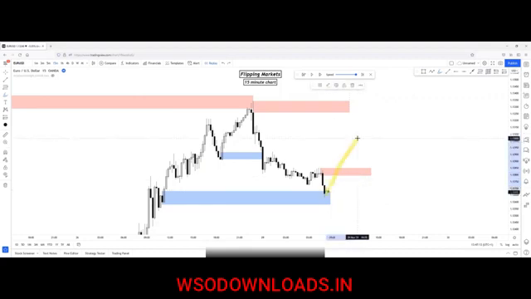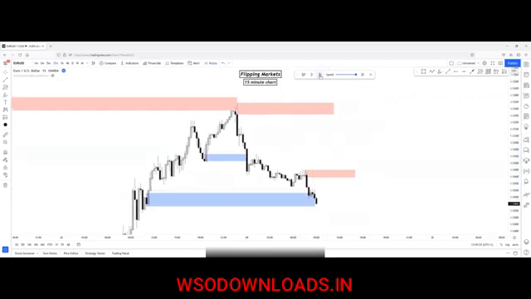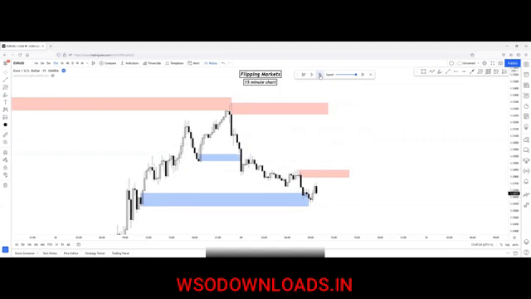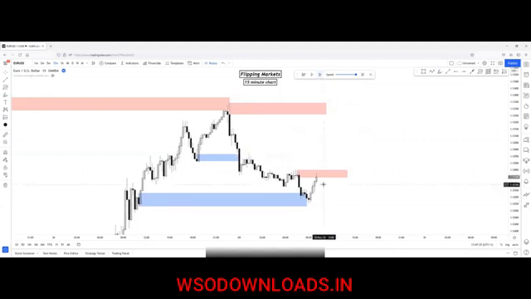But if price breaks through this zone, demand will be in control again, and the demand zone will be formed because it broke through an opposite side zone. Okay, let's see what happens. As you can see, price stepped into this zone and had a reaction. So supply is in control now. If price breaks through this zone, demand will be in control and the demand zone will be formed.